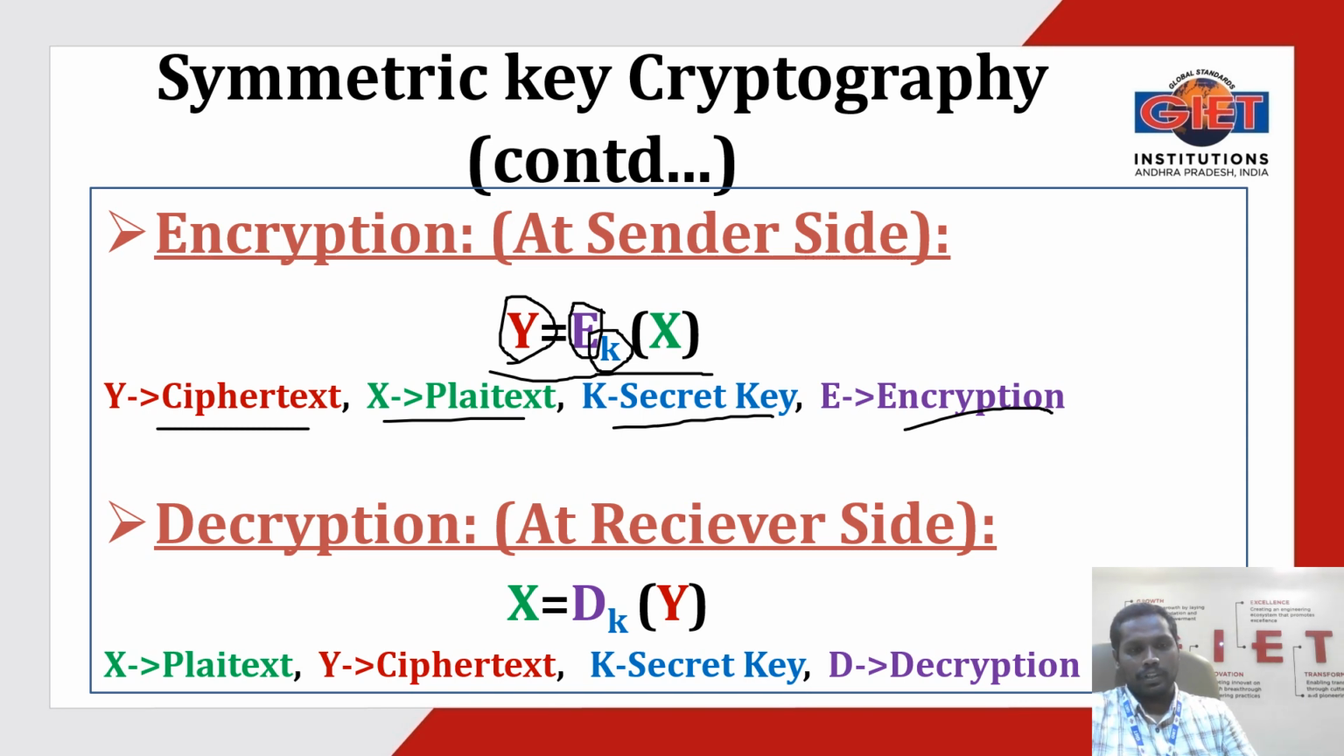And now coming to the receiver part, that is decryption at the receiver. Here we are going to take the ciphertext as input, and using the same key and the decryption, we are trying to convert back the ciphertext into plain text, right? So here you can see that x is plain text and y is ciphertext, k is a secret key, and D stands for decryption. So I hope you understood the mathematical formulas of how to represent symmetric key cryptography, encryption and decryption, right? Thank you.